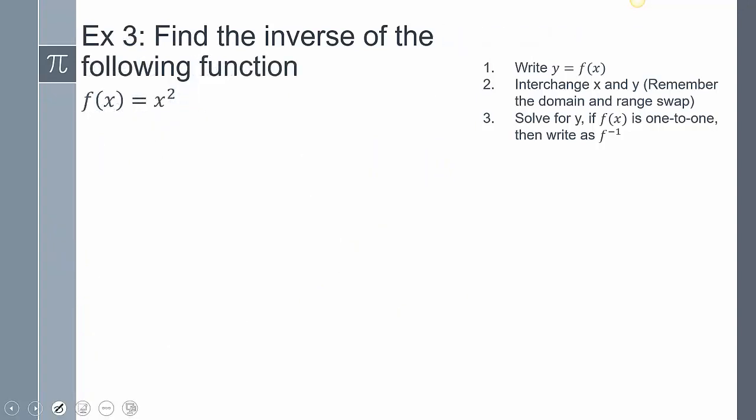Now on this last one, I wanted to point this out. This function is not one-to-one. Okay, this creates a parabolic looking function, which is going to fail the inverse function test. So it is not one-to-one. Now having said that, even though it's not one-to-one, you can still find the inverse. There is still an inverse equation. There's just not an inverse function.